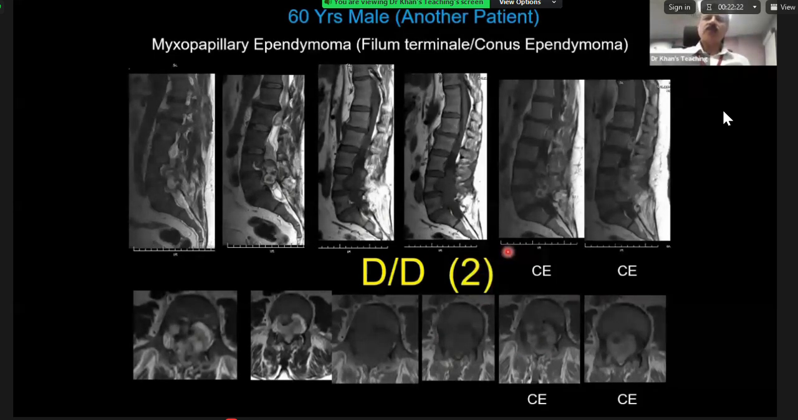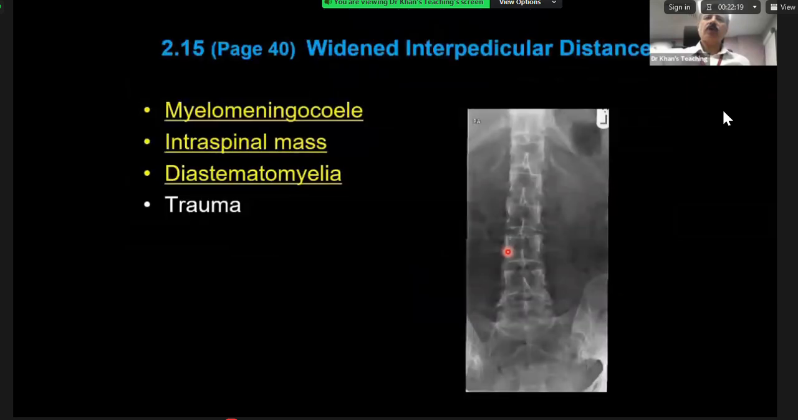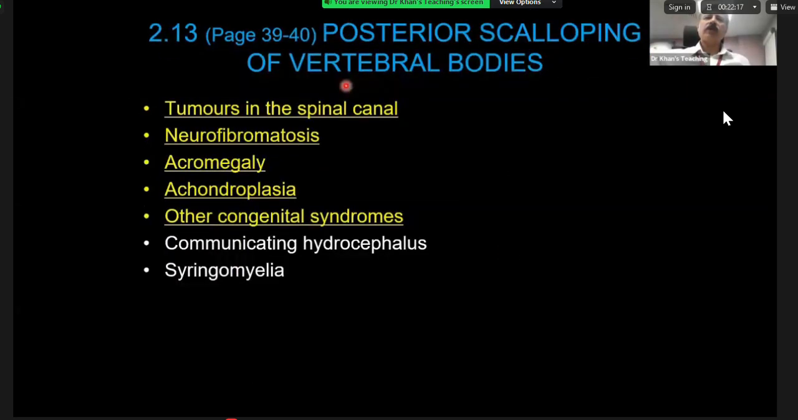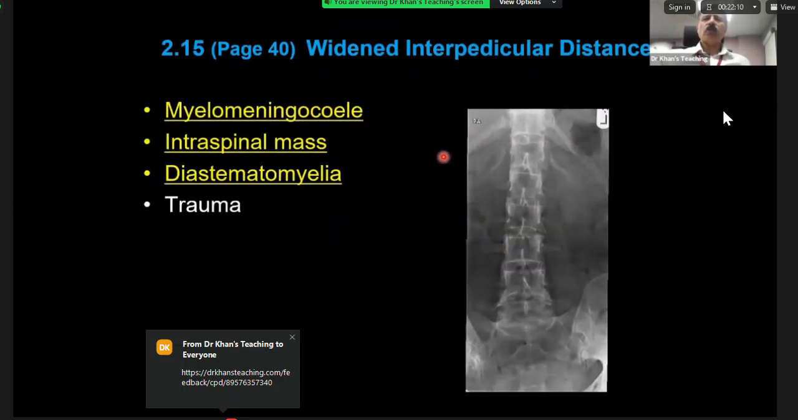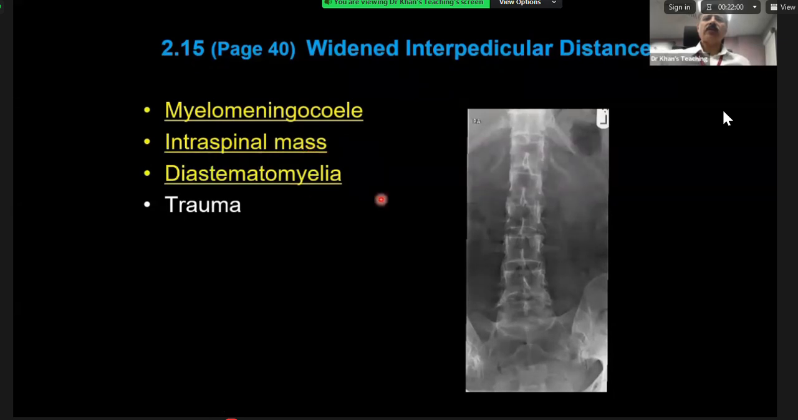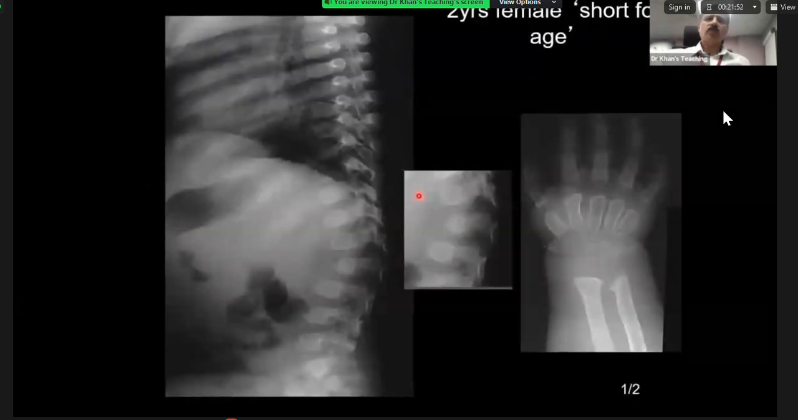So the previous case was a similar example. This is the differential of posterior scalloping: tumor in the spinal canal. So this was a tumor in the spinal canal. And there is another differential in your book, which is widened interpedicular distance. Myelomeningocele is one, but also intraspinal mass and diastematomyelia; these are the ones which can cause widened interpedicular distance.